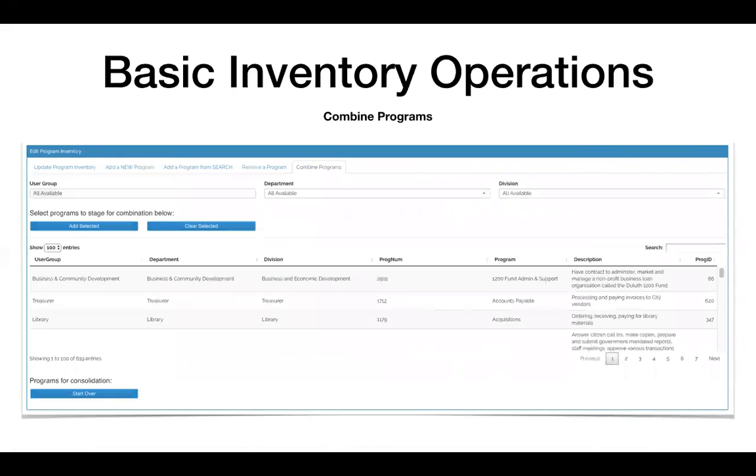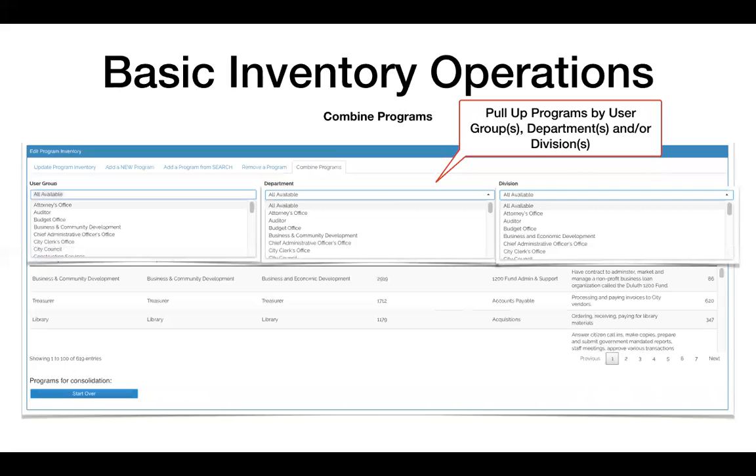There will be a box that asks if you wish to proceed, just as a double check there. And finally, the last basic operation of combine programs. So you can pull up programs by user group, department, and/or division. You can also add multiple user groups, departments, or divisions if you choose to do that.